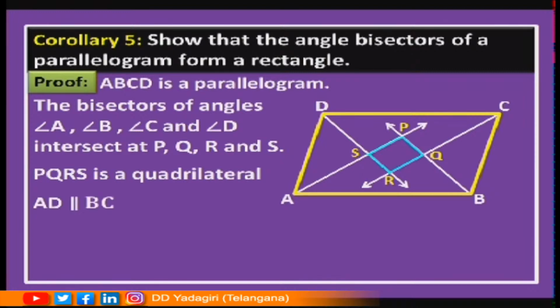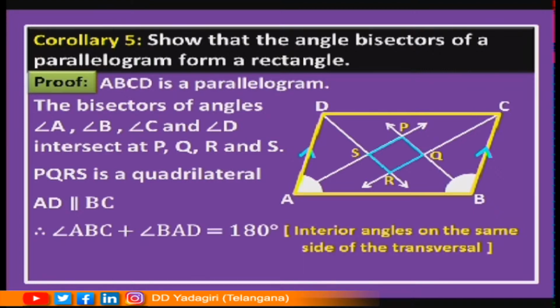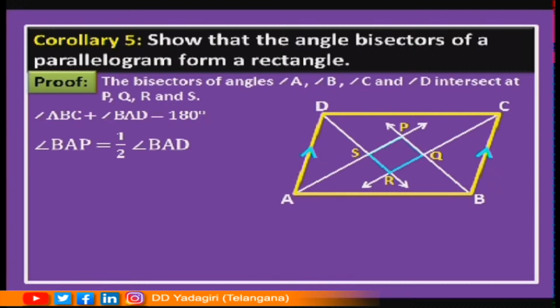So, let us consider AB parallel to DC, because ABCD is a parallelogram, and opposite sides are parallel. Then again I will consider angle ABC plus angle BAD. The sum of these two is 180 degrees. Why, children? Because interior angles on the same side of the transversal are supplementary. Now, I will consider angle BAP. Where is BAP, children? If you consider, this is BAP. So, this angle is equal to half of BAD.